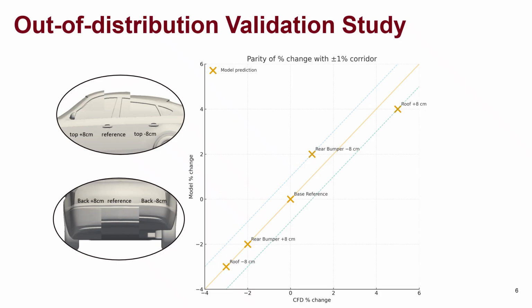The direction of change is predicted correctly and the magnitude is closely matched to CFD, about 1% error in the most impactful case and 0 in two others.